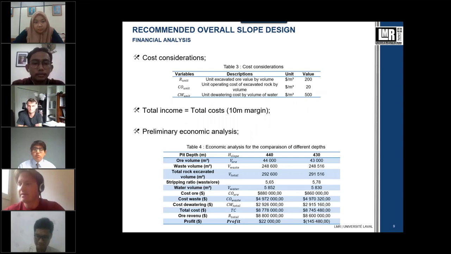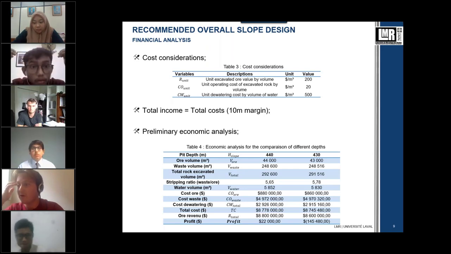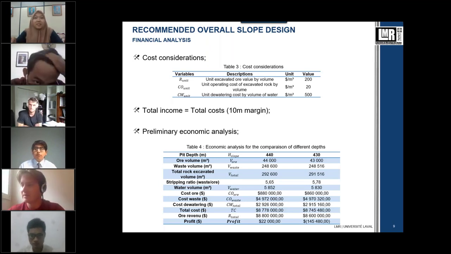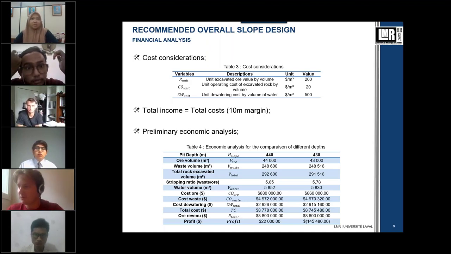As for the financial analysis, 3 cost considerations presented in table 3 were used. The first one is the revenue from the ore by volume. Then we have the cost of excavation of the waste and the ore itself. And then we have the dewatering cost by volume of water. The volume of water was estimated by the volume of rock excavated, the porosity, and the saturation of the rock.